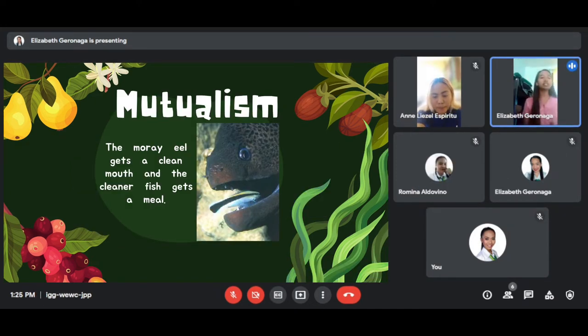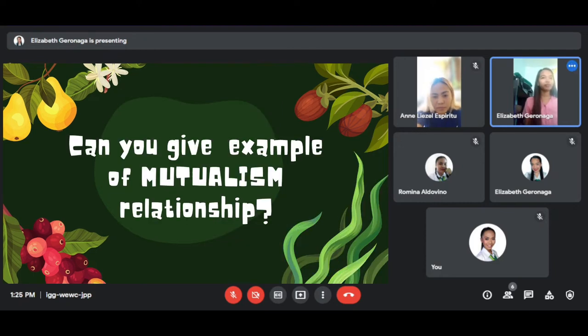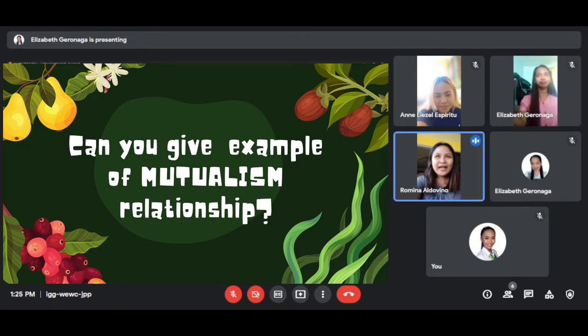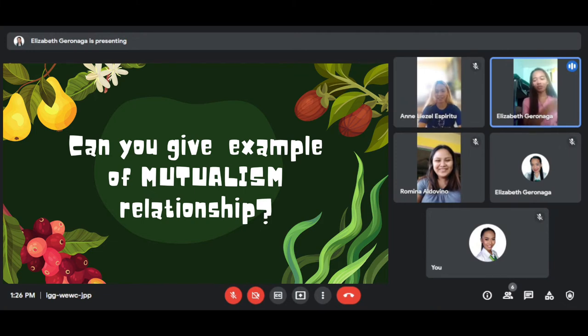Here is another example of mutualism. The moray eel gets a clean mouth and the cleaner fish gets a meal. They are both benefited. Can you give an example of a mutualism relationship? Anyone? Yes, Miss Aldovino. Ma'am, the ants and the aphids, because ants protect the aphids while the aphids provide the honeydew for the ants. Thank you for that wonderful answer.